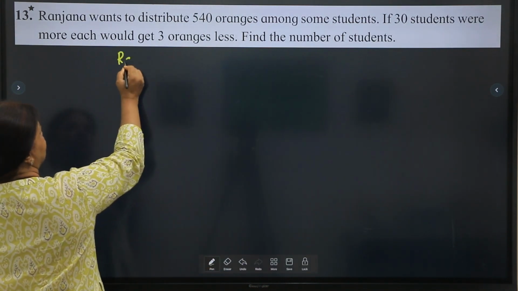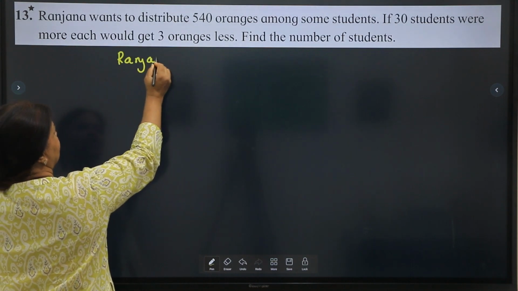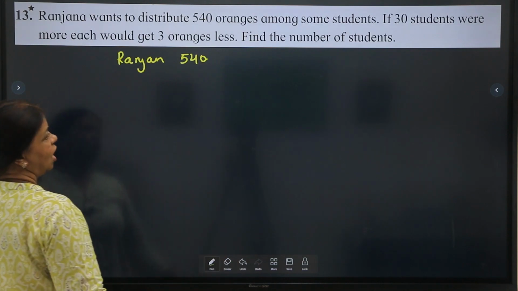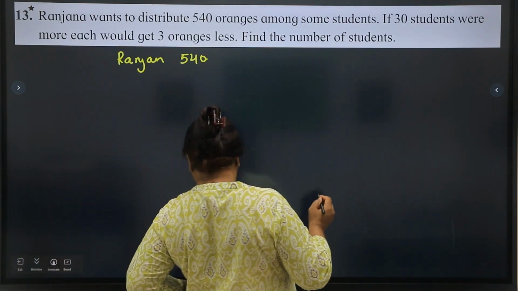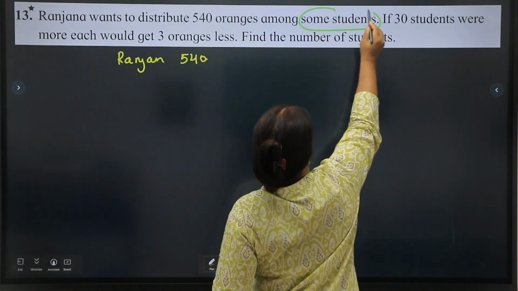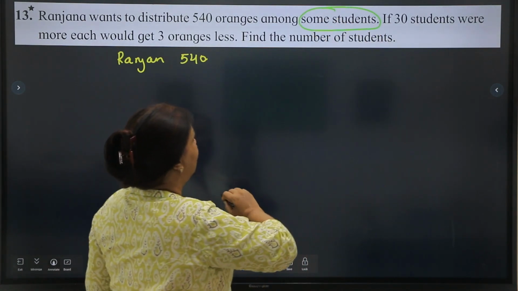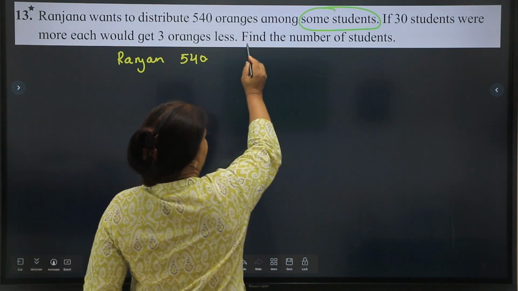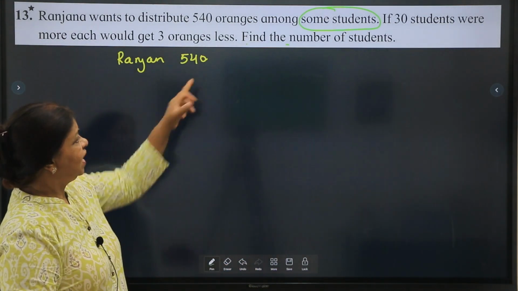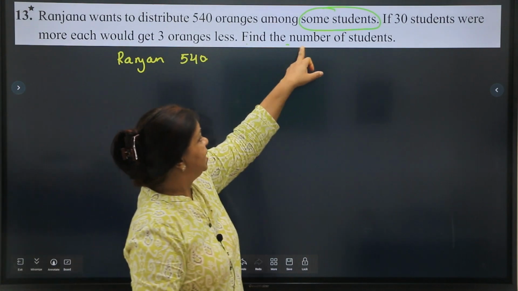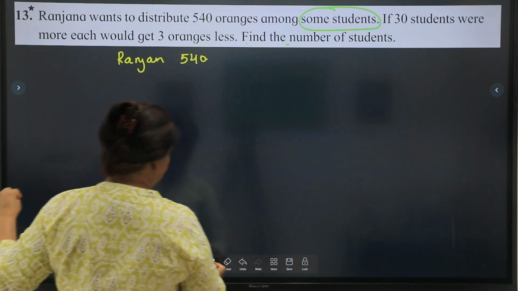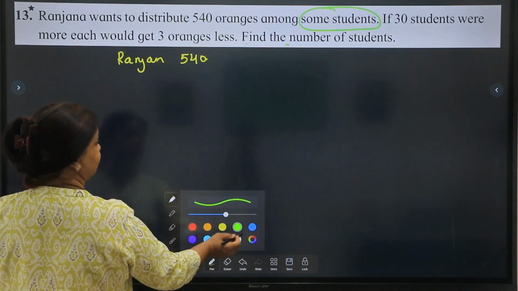Ranjana wants to distribute 540 oranges among some students. "Some" means we don't know the number of students she wants to distribute to, and we need to find it. So we can take that some students as x. Let the number of students she wants to distribute oranges to be x.